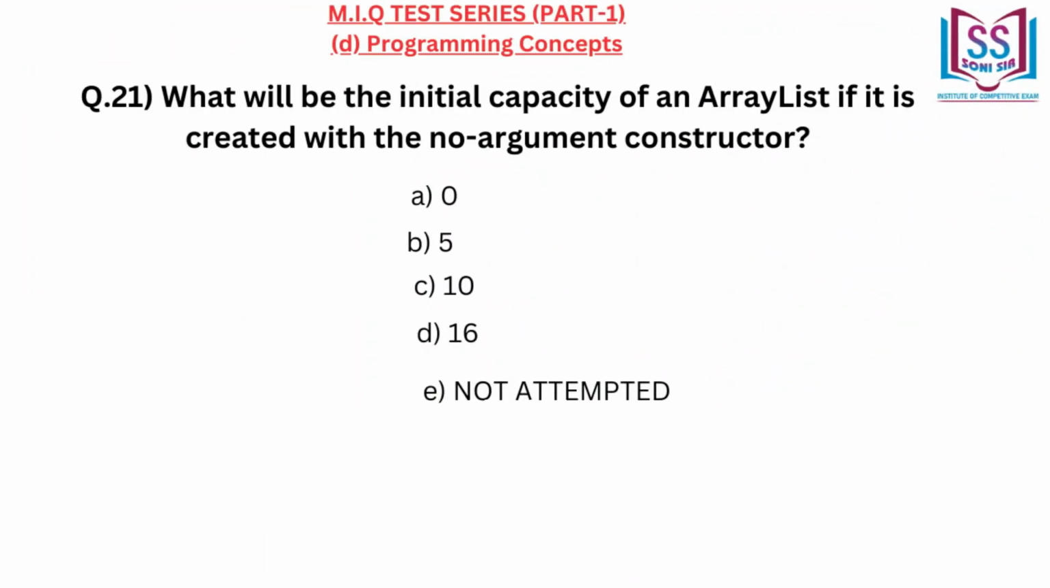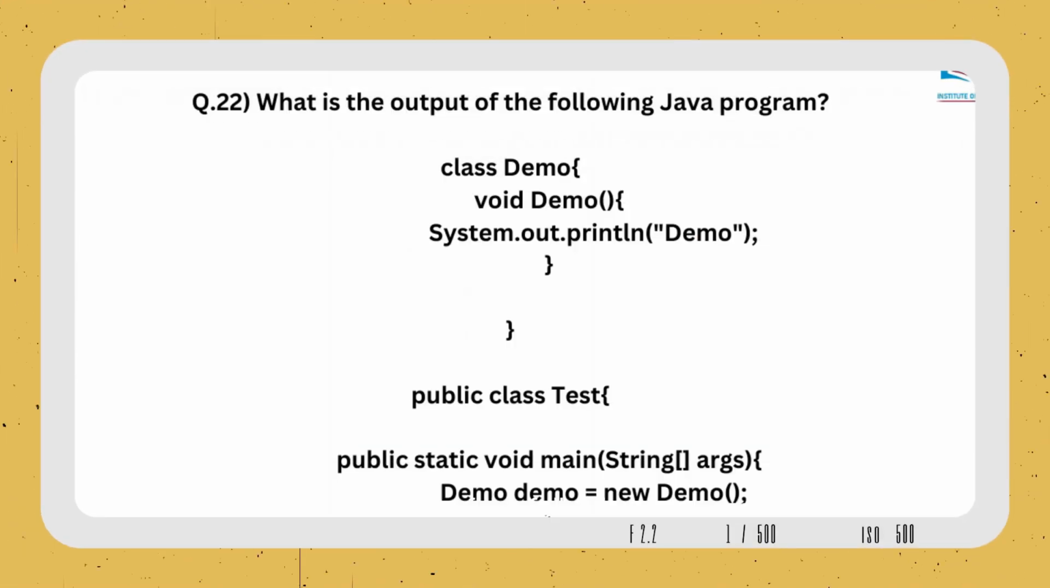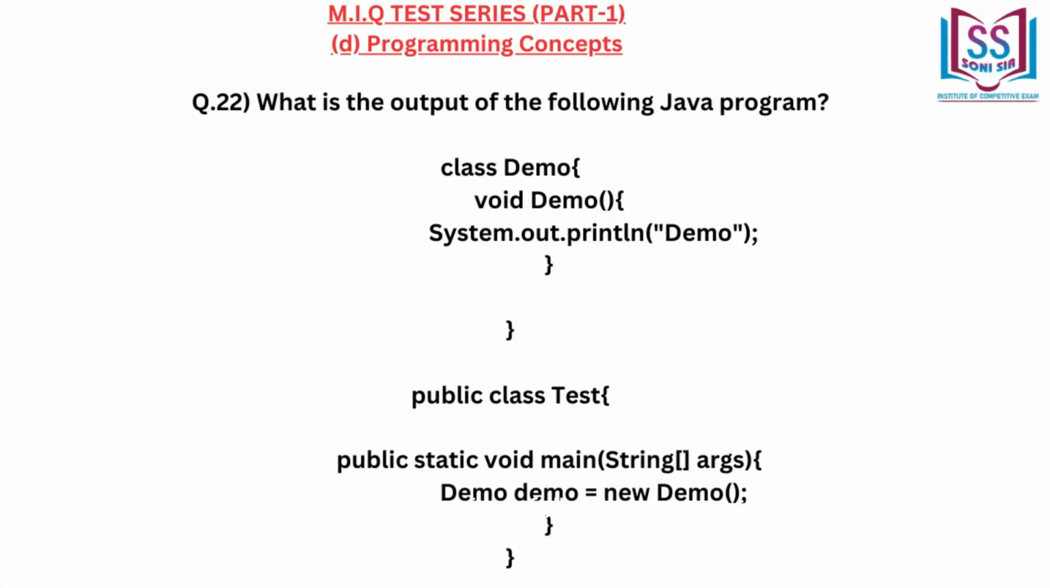What will be the initial capacity of an array list if it is created with the no argument constructor? A. 0. B. 5. C. 10. D. 16.